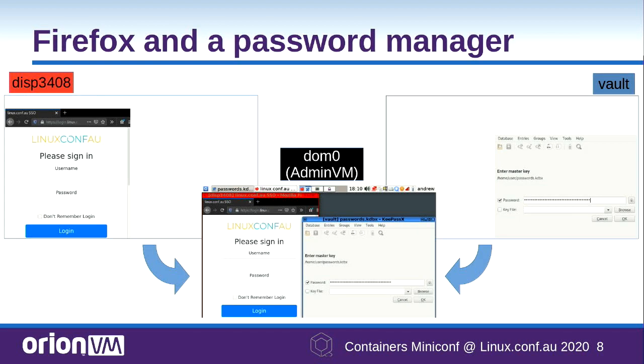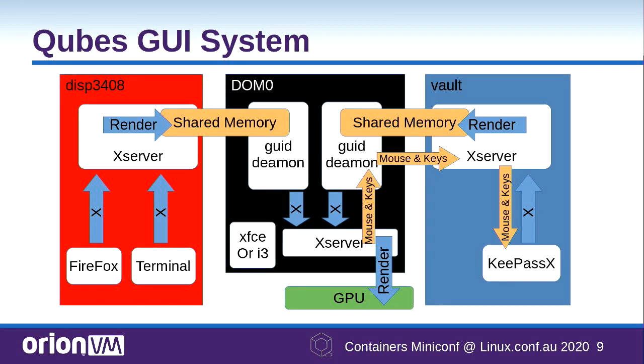So here's an example of that. On the right, we see the view of the Xserver from the vault qube. That is the view of the Xserver from the disposable qube. And this is the unified view that you as a user will have that is stitched together through that system. Cool? All right. So what we didn't really mention before was how do we get input into these systems?